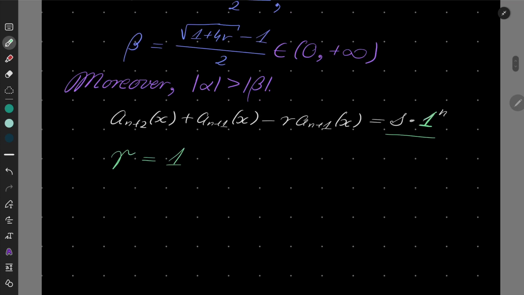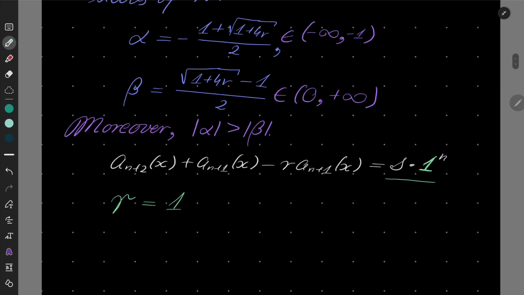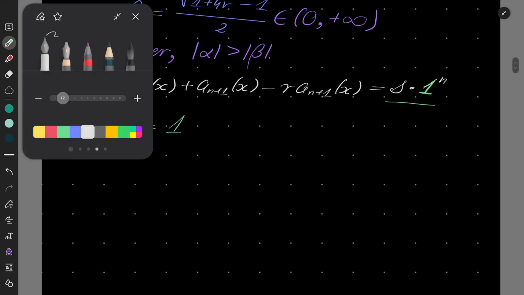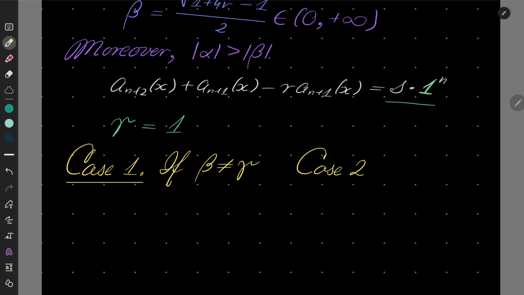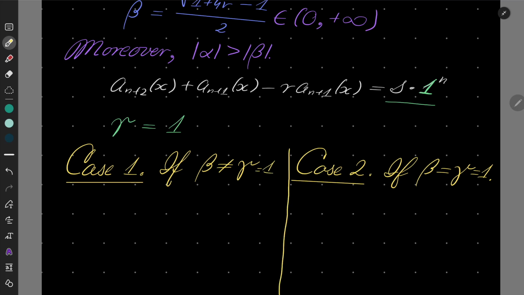And we have two cases. Well, alpha cannot be equal to gamma, but beta can be equal to gamma, in the special case where r equals 2. And now we have two separate cases, subcases, one can say. Case number 1 will be if beta doesn't equal gamma. And here will be case number 2, if beta does equal gamma, which is 1. And I will cover these both cases separately.